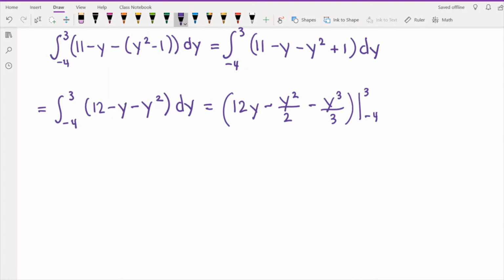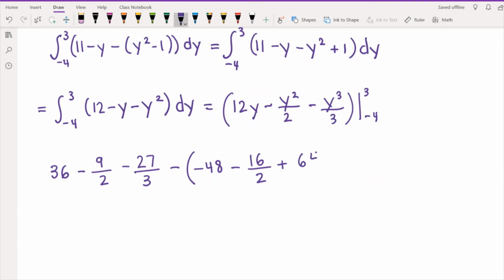So that's going to give us now 12 times 3 is 36. And then we have minus 9 over 2. And then we have minus 27 over 3. And then from that, we're going to subtract, plugging in -4 is going to give us -48. And then we have minus, so -4 squared is 16. And then here, this is going to become positive because when you cube a negative number, it stays negative, and then we have another negative sign. So that will give us 64 over 3.